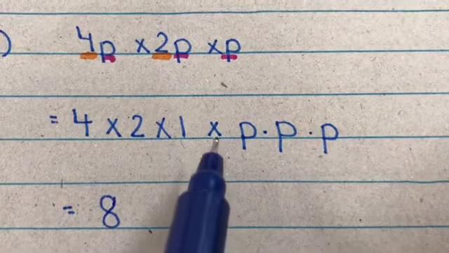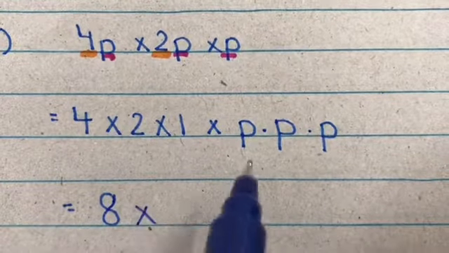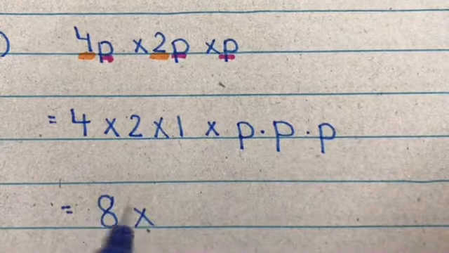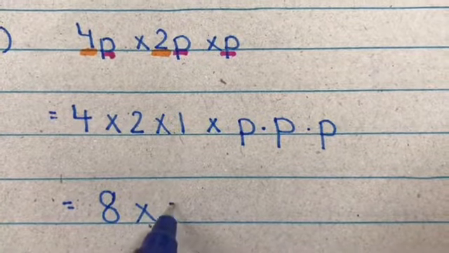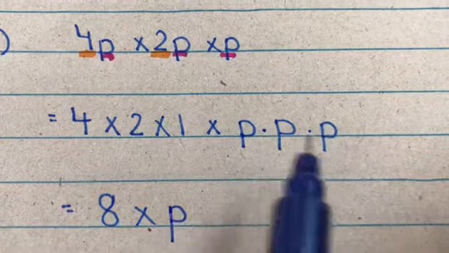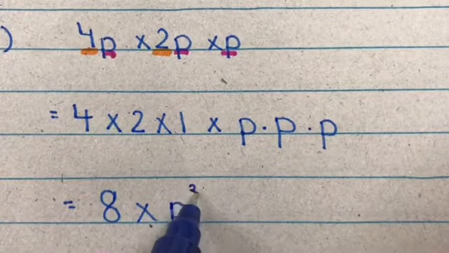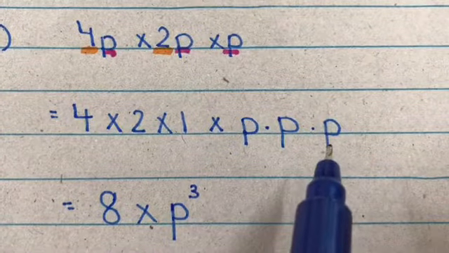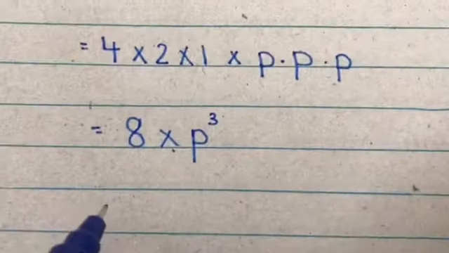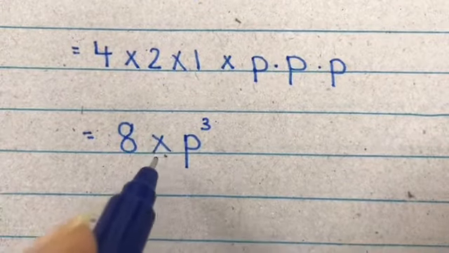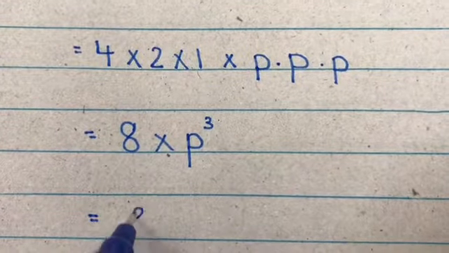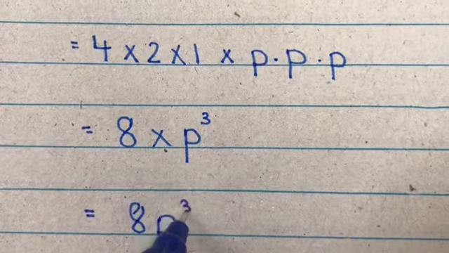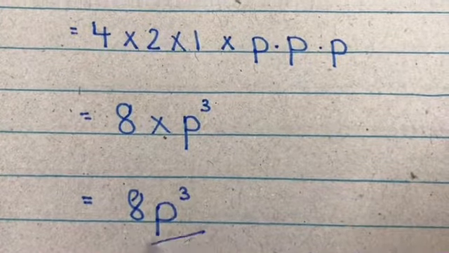And now this is times p dot p dot p, which means p multiplied by p multiplied by p. So how many times does p occur? 3 times. So it goes as a power 3. This will be your answer, p cube. And you cannot leave your answer with a multiplication sign in between. So it becomes 8 times p, meaning 8p cube. This is your final answer.